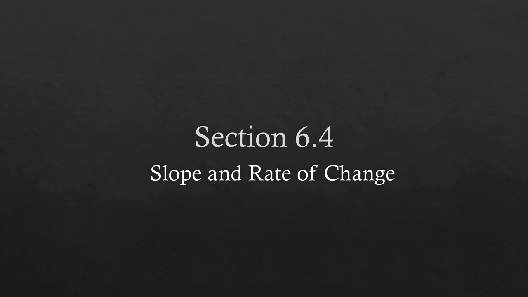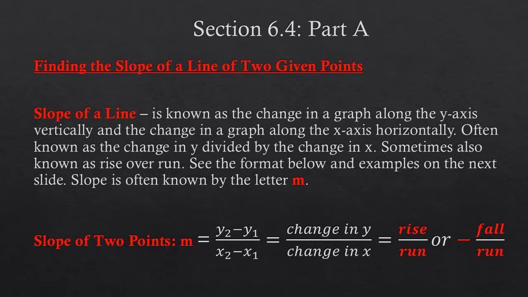6.4, slope and rate of change. Finding the slope of the line of two given points. The slope of a line is known as the change in the graph along the y-axis vertically and the change in the graph along the x-axis horizontally, often known as the change in y divided by the change in x, and sometimes known as rise over run. See the format below and examples on the next slide.